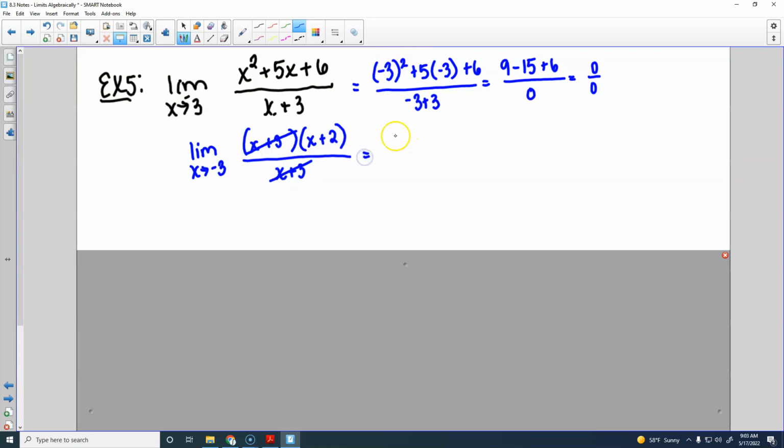At this point, I just have the limit as x approaches negative 3 of x plus 2. And I'm just going to plug in negative 3, negative 3 plus 2. I can drop limit notation because I'm plugging in negative 3 here. And I will get negative 1. That's my answer.